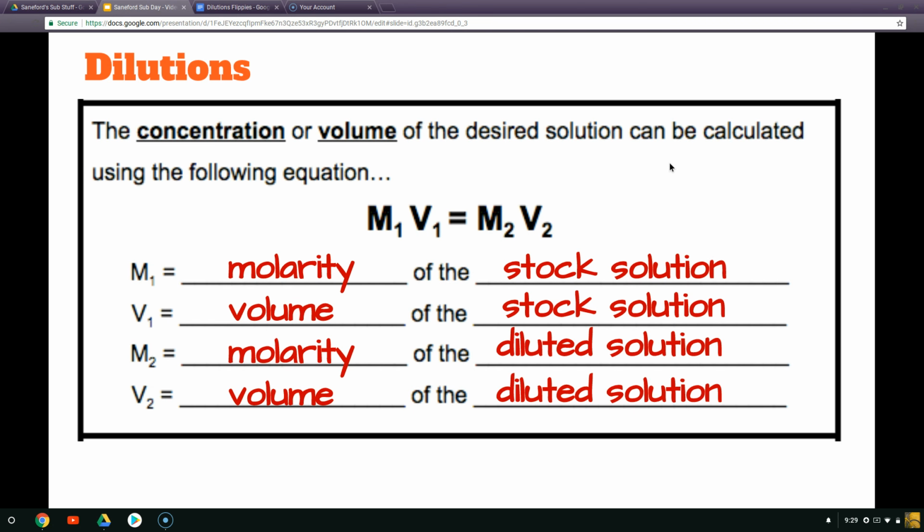of the diluted solution. So this one gets a little tricky sometimes. Make sure you understand that V2 is the total volume of both solutions together.